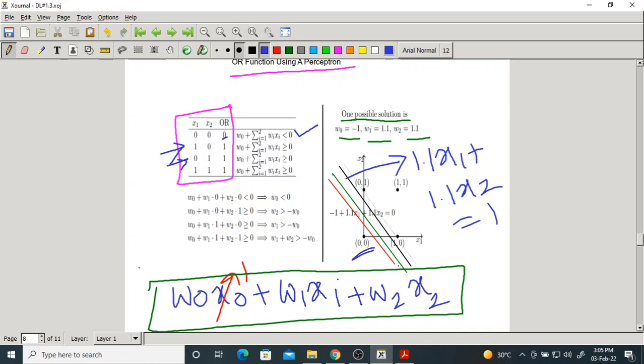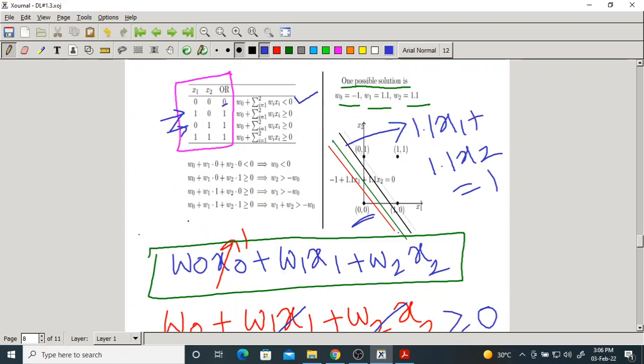You may get so many possible solutions. All these lines will divide the entire space into 2 halves. Some inputs lie on or above it, some inputs lie below it. Inputs which lie on or above it will produce output 1. Inputs which lie below it produce output 0. So that is a clear case. But the only thing is we get so many solutions, so many possibilities, because we have a system of inequalities. So that is about the perceptron.